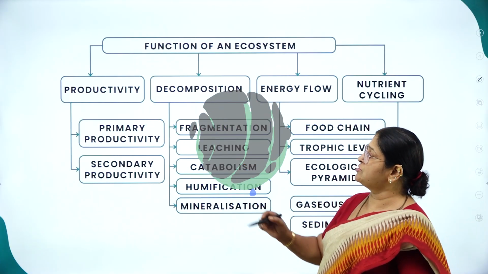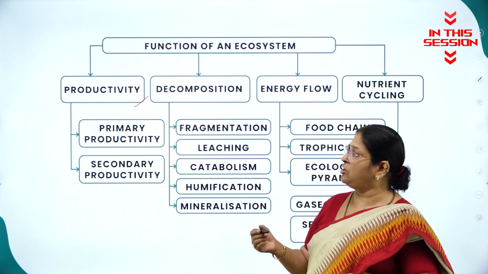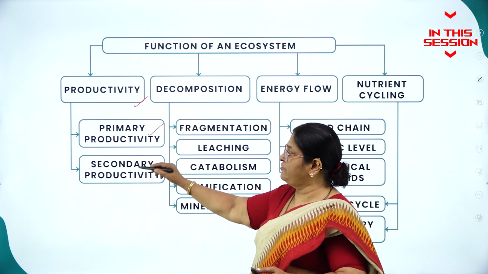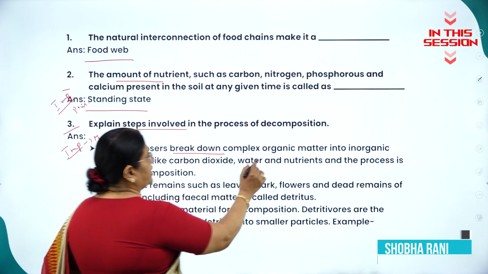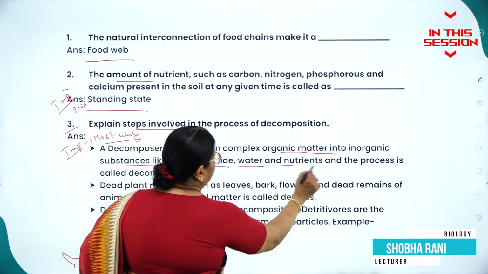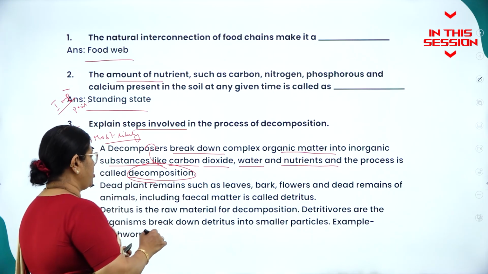The functions of ecosystem consists of productivity. The rate of biomass production is called productivity, which is again broadly classified into primary productivity and secondary productivity. Decomposition is what? Breakdown of complex organic matter into inorganic substances like carbon dioxide, water and nutrients, and the process is called decomposition, which is done by the decomposers.